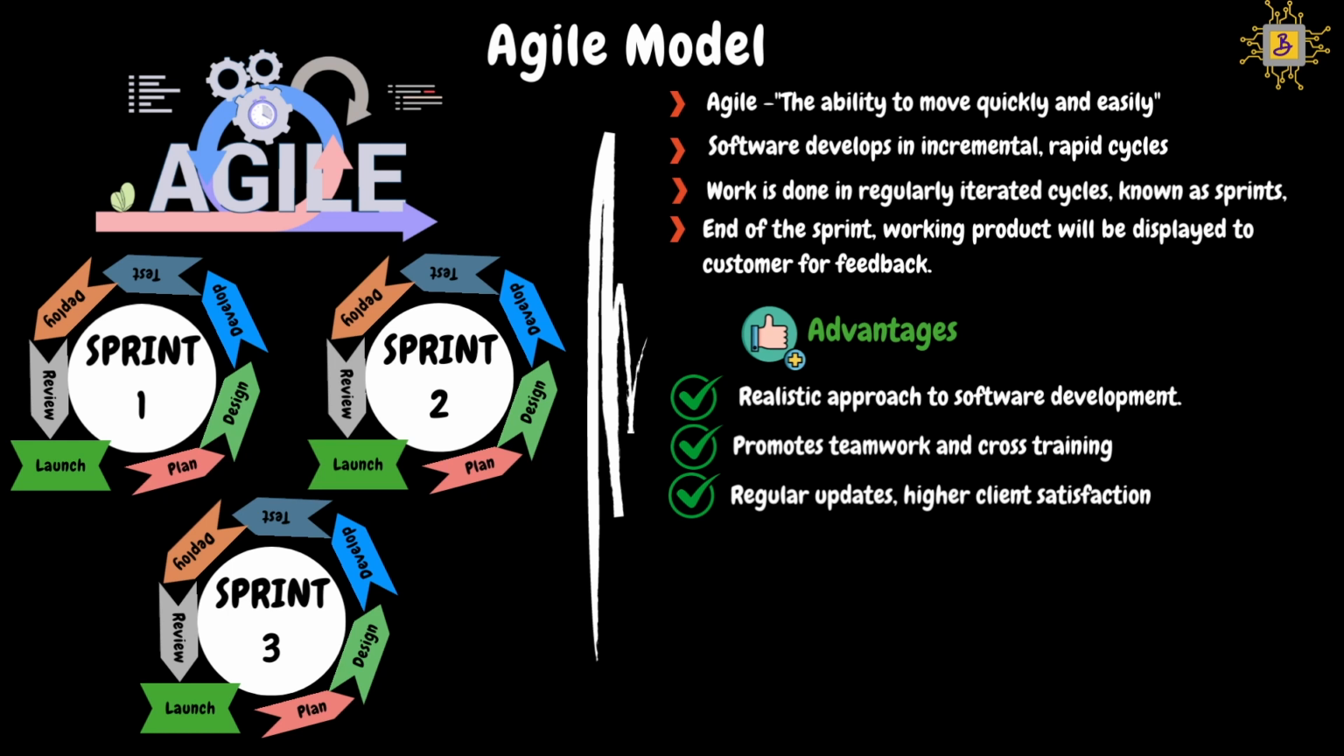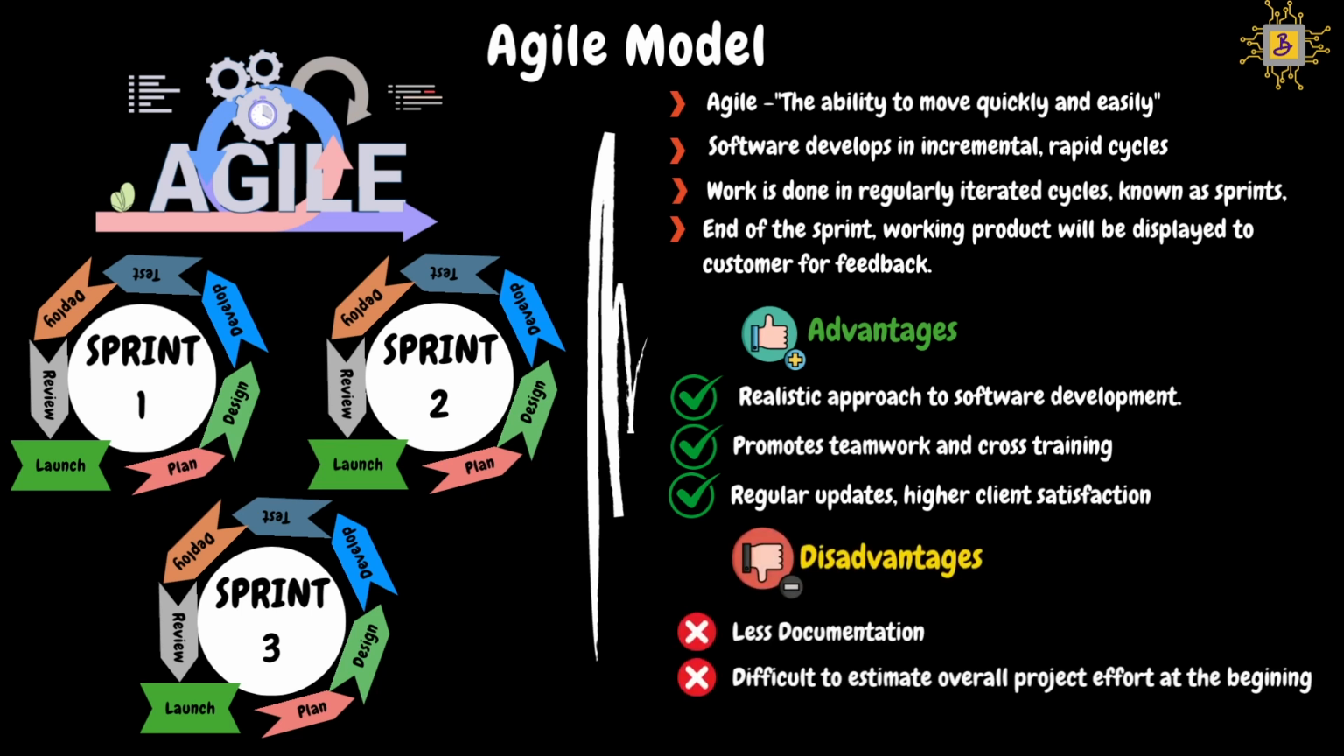Now let's look at some of the disadvantages. In the agile methodologies, the team will not have a similar documentation process like waterfall methodologies. It will be difficult to estimate overall project effort in the beginning as the product development will be divided into different sprints and each sprint scope may change based on the customer feedback. In addition to that, over-reliance on customer feedback could lead to excessive scope changes or end the project midway.